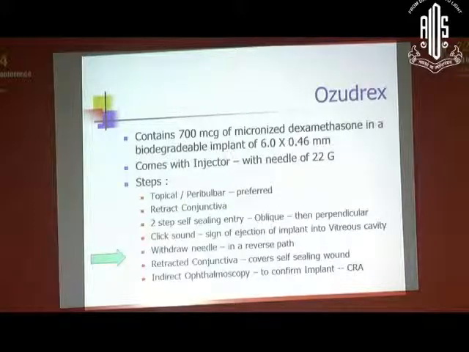Ozurdex also. All of you know that Ozurdex contains 700 micrograms of dexamethasone, and the size is 6 into 0.46 millimeters. And it comes with an injector, as I had shown. And the steps I had shown, the important one is to retract the conjunctiva, so that once your conjunctiva comes back, it covers the site without an opening, without a hole in the conjunctiva. And 2-step, as I said, hear the click sound. And very important, you should be able to see the pellet inside with depression.